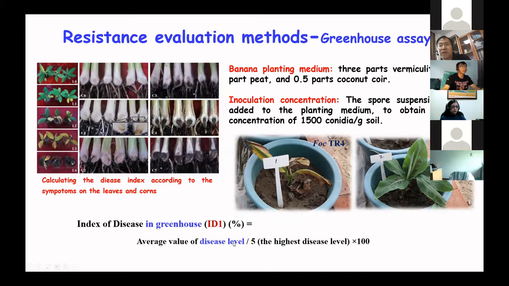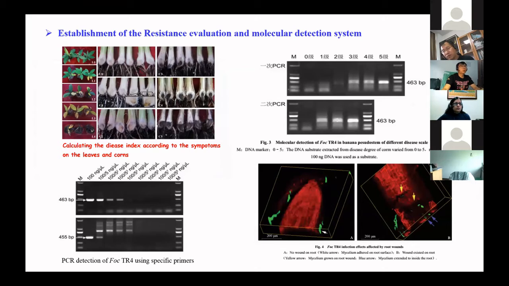This is the incidence of disease in the greenhouse. We can see lots of the symptoms with the different levels from 0 to 5. 0 is no symptoms, and 5 is the very serious symptom in the rhizome areas. And also using the PCR detection from 0 to 5, if the symptom is very serious, the band pattern is much stronger. So we will use this kind of PCR detection method. We can see the more serious, the stronger the band.